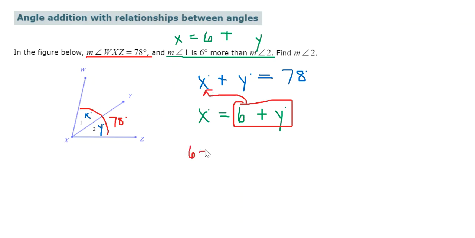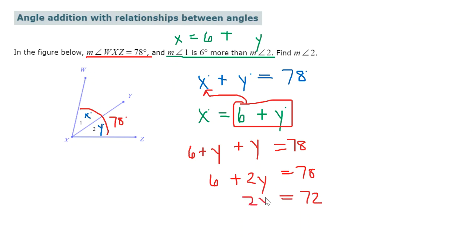So I'd have 6 plus Y plus just Y by itself. That will all equal 78 degrees. And so then if I add my like terms together, I have 6 plus 2Y. And then if I subtract 6 from both sides, that would be a 72. Divide by 2 on both sides. And I believe that comes out to 36. 36 degrees. Now that's the measure of angle 2 because I have a little y in there. So this is a 36.